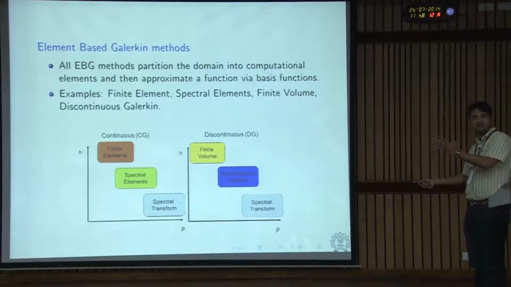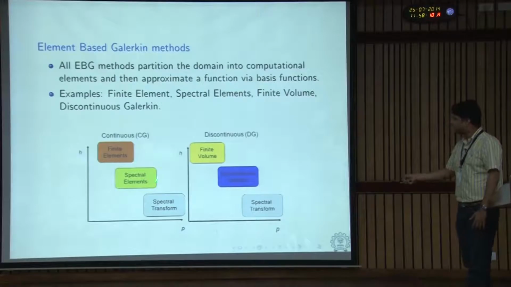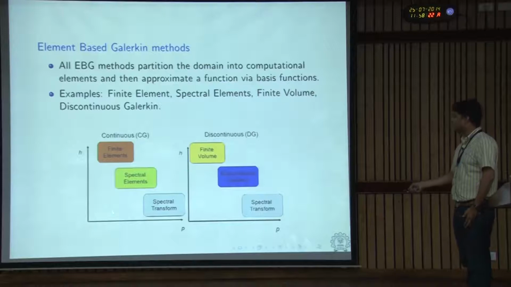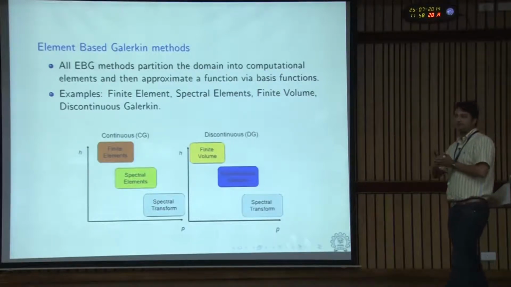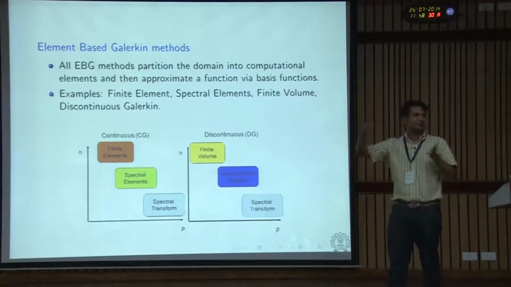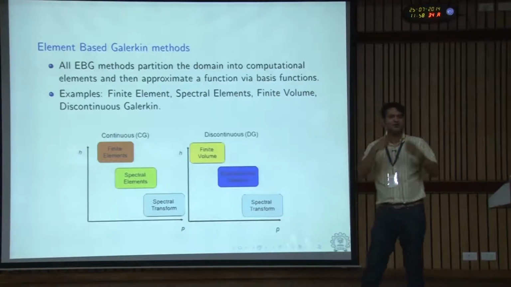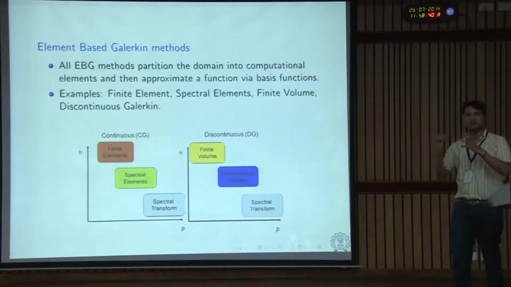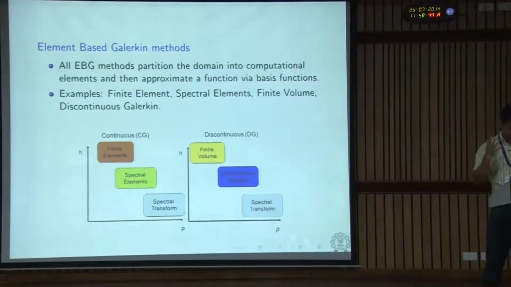As you increase the order of your basis functions, you get to spectral elements on the continuous side, and you get to discontinuous Galerkin on the discontinuous side. In the limit, you basically have n Fourier modes, right? So you go into your spectral transform kind of thing, where your entire computational domain is just one computational element, but you have several Fourier modes. So you go down to spectral transform. This is how I like to see the distinction between continuous and discontinuous methods in EBG.